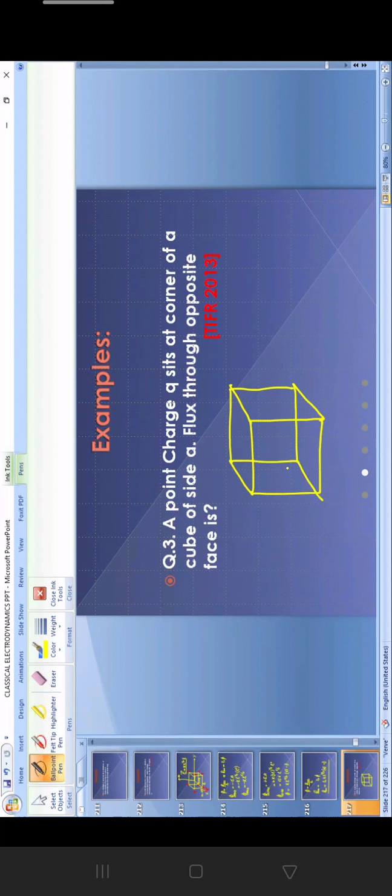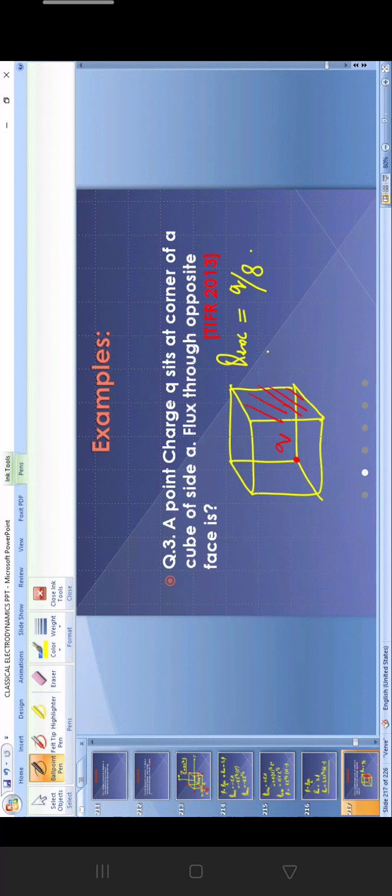So here a charged particle has been placed at the corner of the cube. Then this is the shaded portion, which is also given to you. You are supposed to calculate the flux through this. So first of all, what you will calculate is the Q enclosed. How much is it? Q by 8, because this charged particle will be shared by 8 different cuboids. So Q enclosed will be Q by 8.